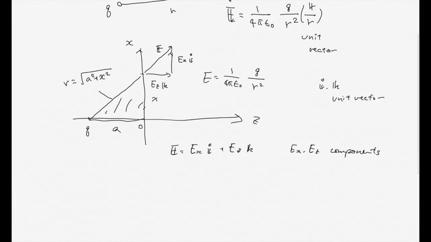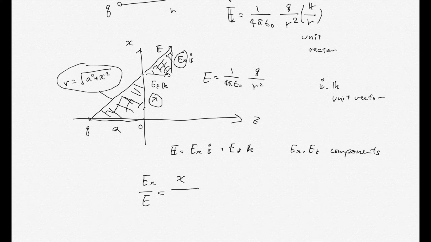Then we'd like to express E sub x in terms of the magnitude of E. E sub x is a projection. If you compare these two triangles, exactly, they are not the same, but they are similar, so the ratio of the two sides is the same. So E sub x over E corresponds to x over R. Doing the same thing, E sub z over E corresponds to A over R. So E sub z is A over R.